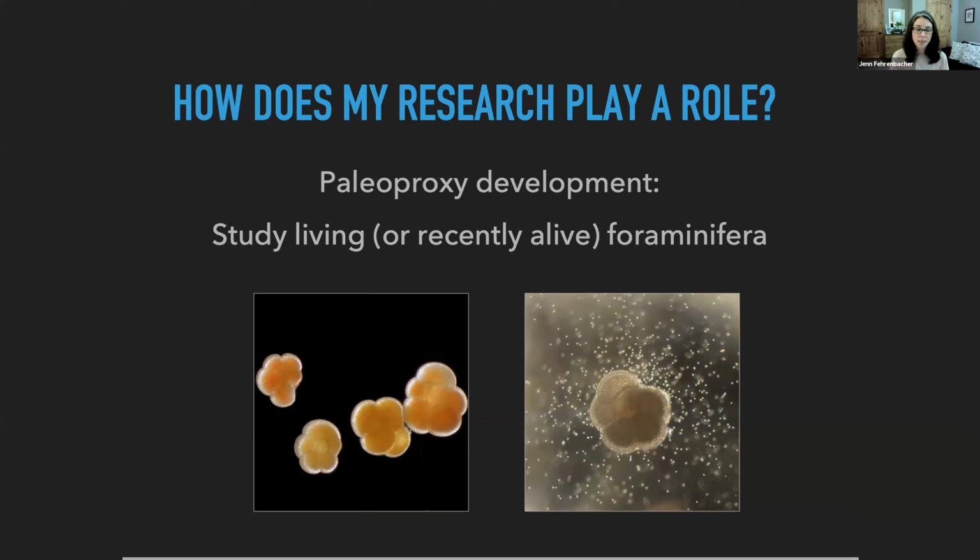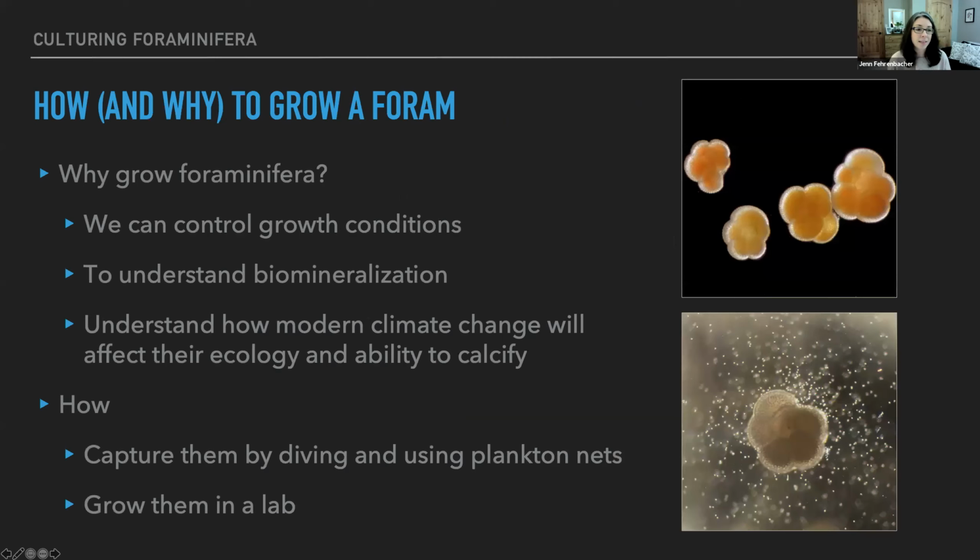We call this paleoproxy development. And I'm doing this with species that are commonly used in the fossil record, but that are not commonly grown in culture. So I think there's a lot that's still left to learn about them. And of course, these are pictures that I took of ones that I grew, and I'm going to talk to you now about how we do this.